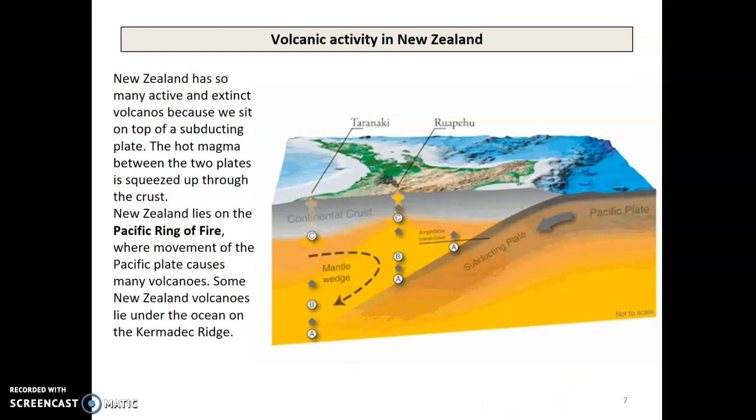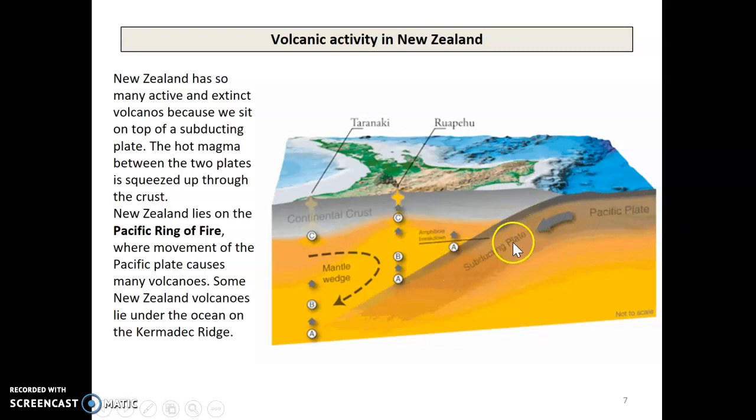New Zealand has so many active and extinct volcanoes because we sit on top of a subducting plate. So here you can see the northern part of the North Island. Here is Mount Ruapehu, somewhere here is Auckland, and this part of the country sits on the Australian plate. And out here is the so-called Pacific plate, and this is where the boundary runs between those 2 plates. So the Pacific plate bumps into the Australian plate where New Zealand is, and then it moves under.